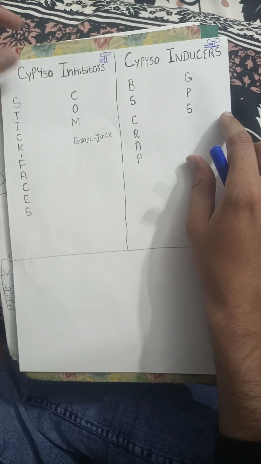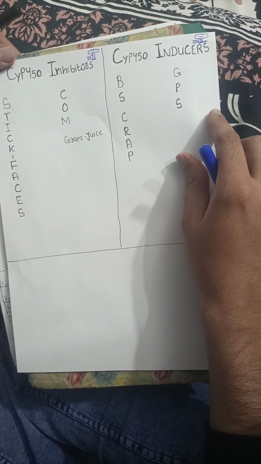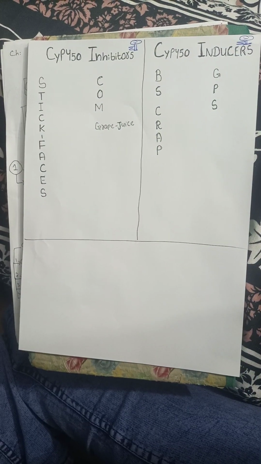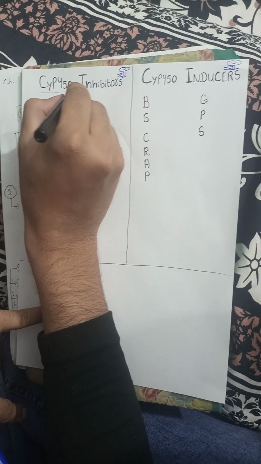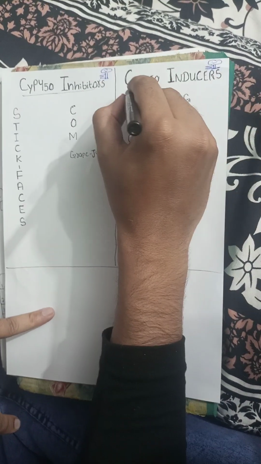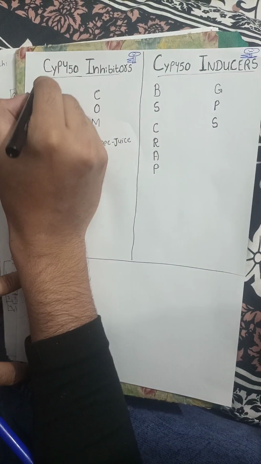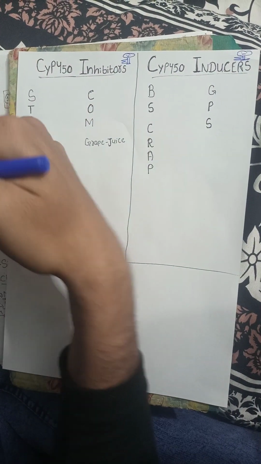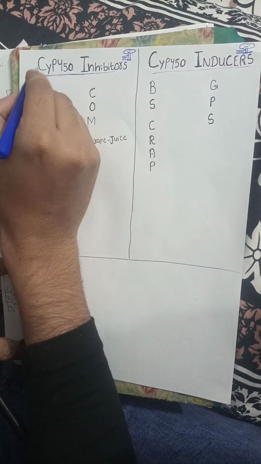Today's lecture is about CYP450 inhibitors and CYP450 inducers. So basically, what is CYP450? CYP450 is one of the enzymes present inside the liver. When we're talking about CYP450 inhibitors, we mean those drugs which inhibit this CYP450 activity.